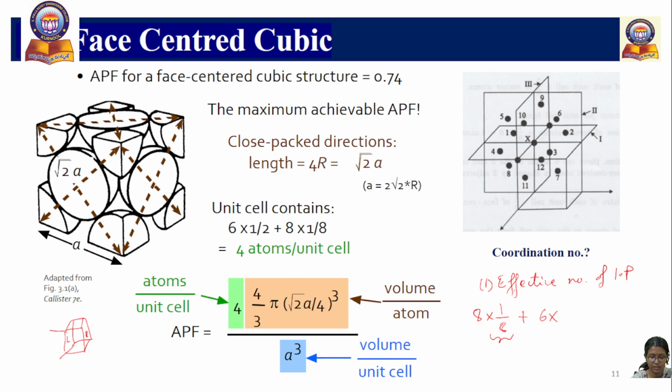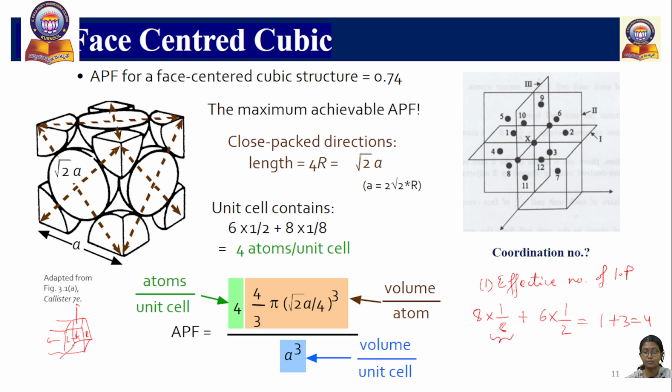If we draw another unit cell on the side, this face is shared with this and this. The top one is shared with this and this. So every face is shared with 2 unit cells. So 6 into 1 by 2, that is 3. Okay, so 1 plus 3, 4.